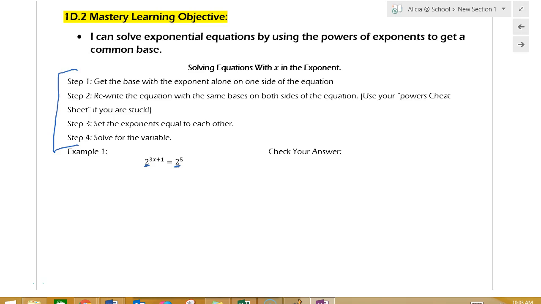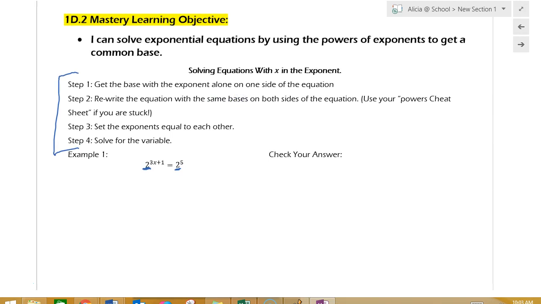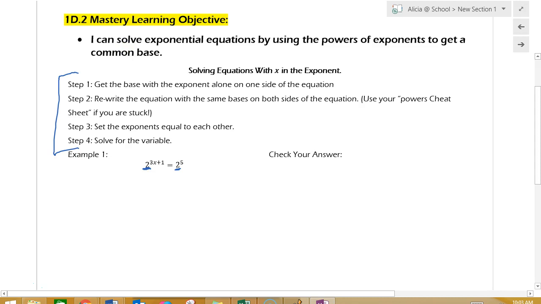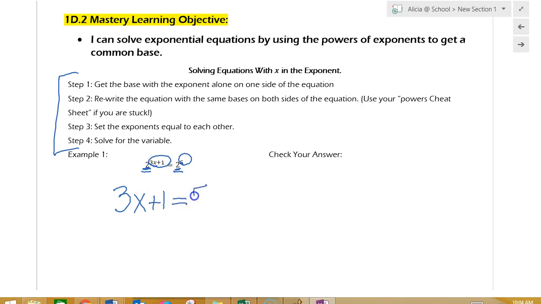Step 2 says rewrite the equation with the same base on both sides. Use your power cheat sheet. So right here, I already see that this is to the base of 2 and that is to the base of 2. They are already the same base. So I move on to step 3. Step 3 says set the exponents equal to each other. So once I have that base equal to that base, all I have to do is set my exponents equal to each other. So 3x plus 1 equal to 5.